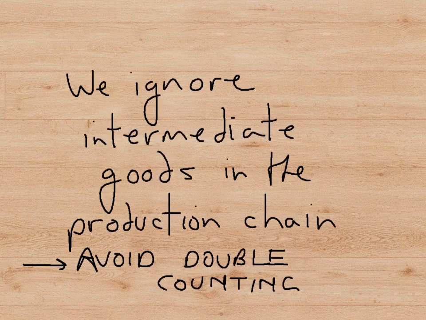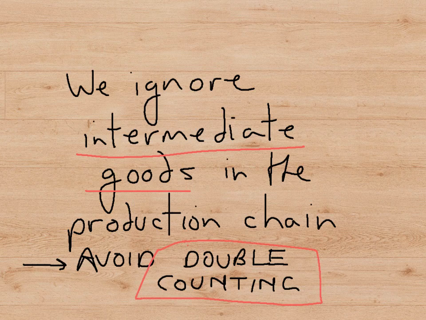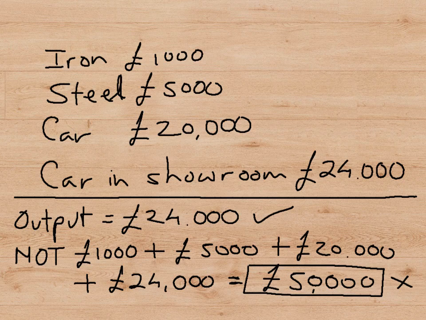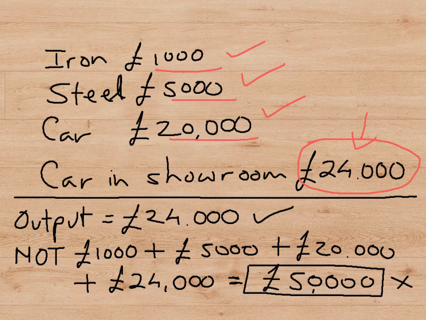We ignore intermediate goods. And we ignore them because if we counted the value of the intermediate goods, we would be engaging in something called double counting. We would actually be counting things twice. And we can see this by looking at the value of all the intermediate goods again. The iron is worth 1,000, the steel 5,000, the car as it leaves the factory 20,000, but the car that we buy, which is the car in the showroom, is priced at 24,000. Now, as we've said before, the value of the output of the economy is just £24,000. It is not the sum of all the values of all the intermediate goods plus the final good.